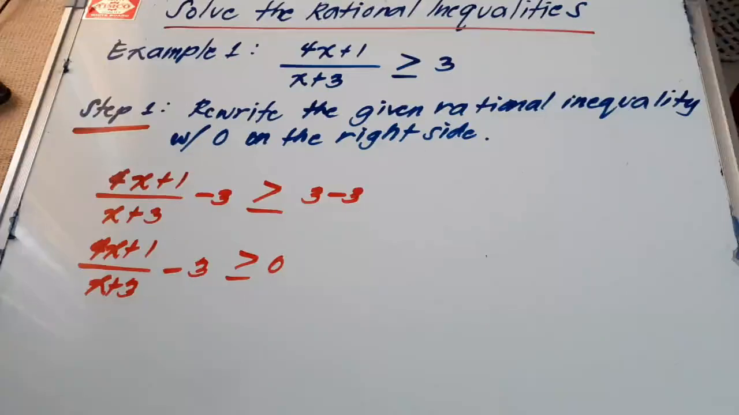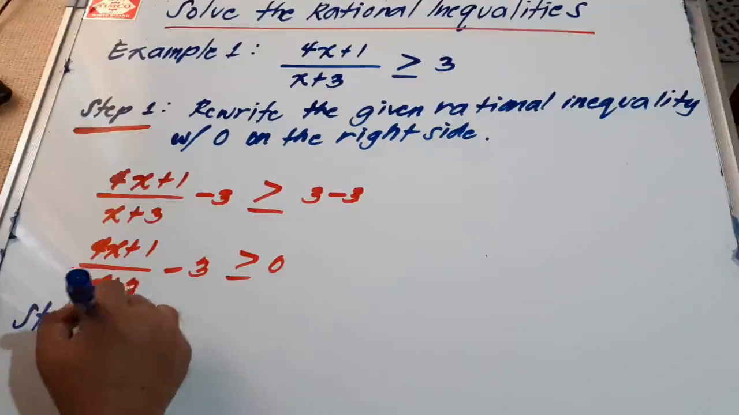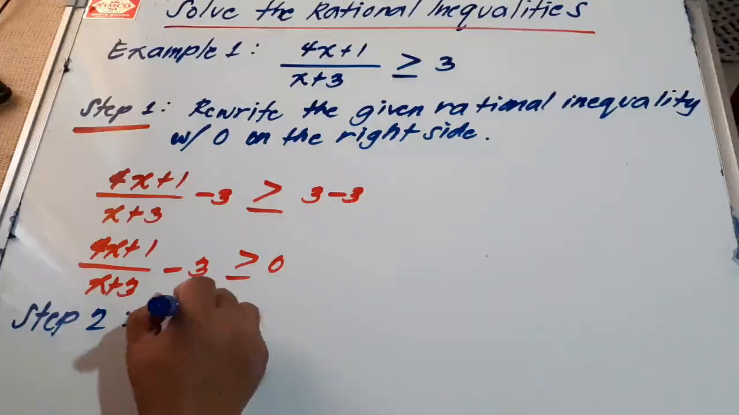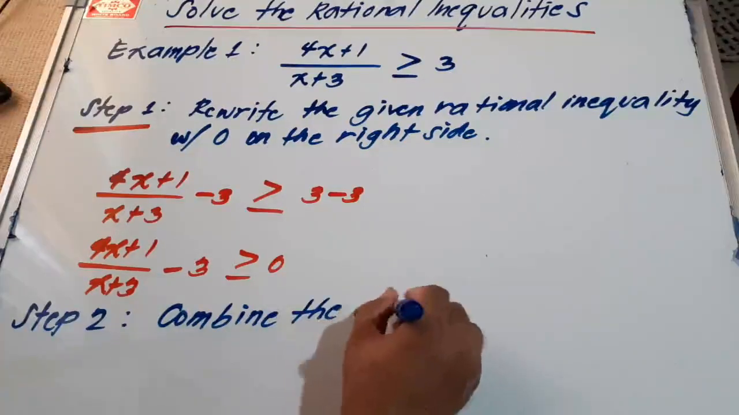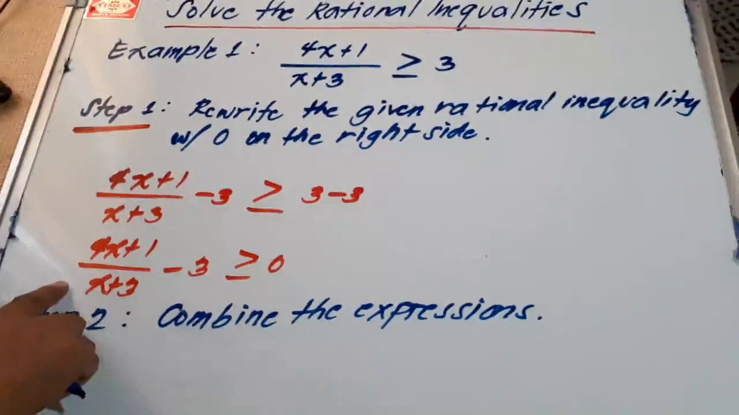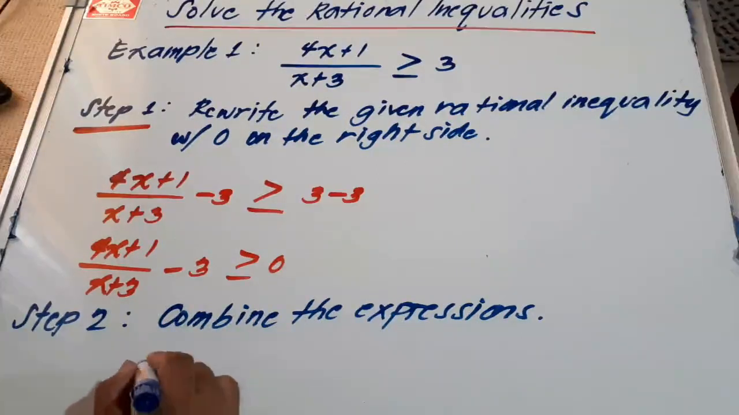And the second step is step 2, we combine the expressions. Okay? Combine the expressions. We have here a rational expression and we have a constant term. How do we add those? We get the least common denominator of these two. The least common denominator is x plus 3.